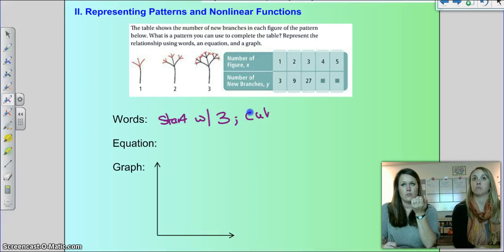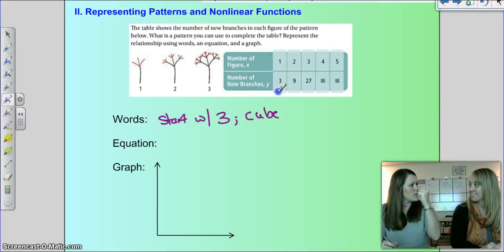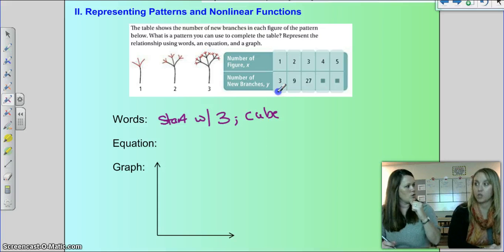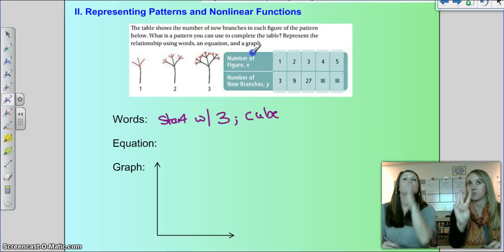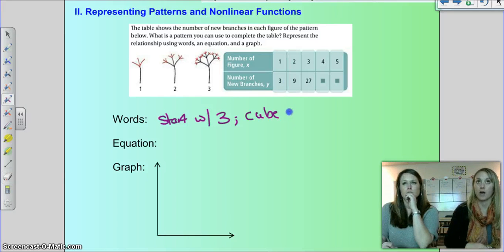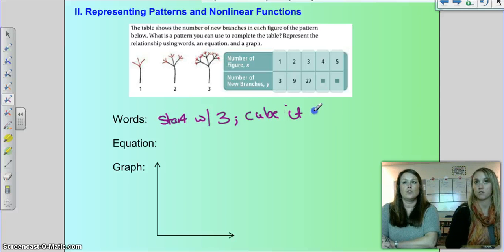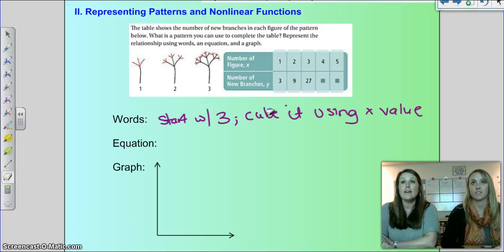cube the number of branches. No, cube the figure number. No. Take the number of branches and cube it. No, that's not right, because you always start with the base of 3. Start with 3. Okay. And then you have your x value up there as the exponent. Cube it using x value? That doesn't make sense. We're just taking it to the value of x. All right. Oh, yeah.